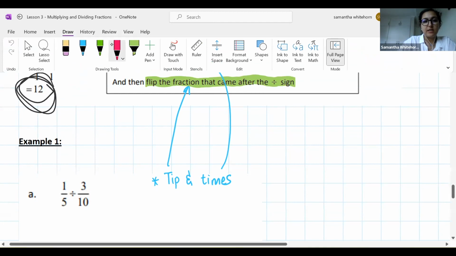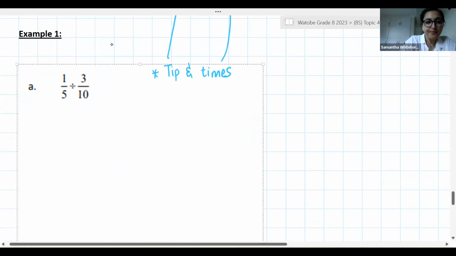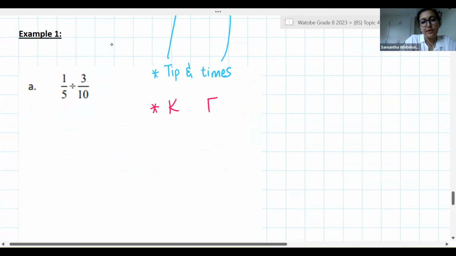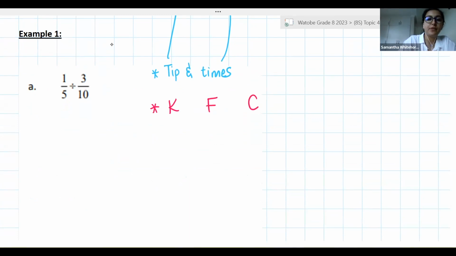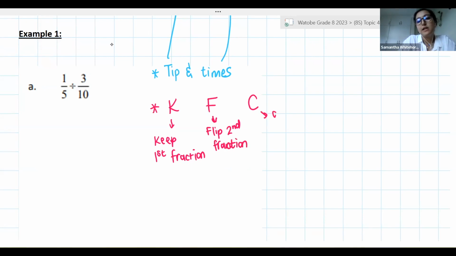Now, this is one I just recently learned, and I quite like this. I'll use it all the time. KFC is another way to remember this. So K stands for keep the first fraction. So keep the first fraction exactly as it is. It doesn't change at all. F means flip the second fraction. So this is now where we swap it. And C stands for change of sign. So change the division to multiplication. So if you remember KFC, you will be absolutely fine.